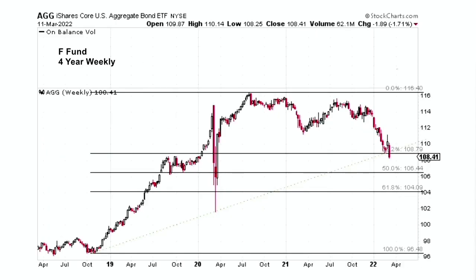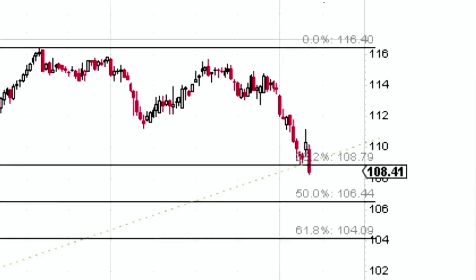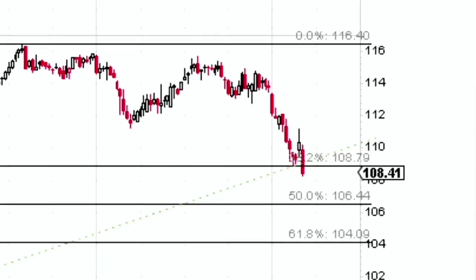F Fund. This is kind of a zoomed in picture from the one that we had before, but we get the same Fibonacci retracement levels, and this is kind of the most interesting thing here. We had this huge breakout last week, and it immediately rolled over this week. It's a classic bull trap in a bear market.